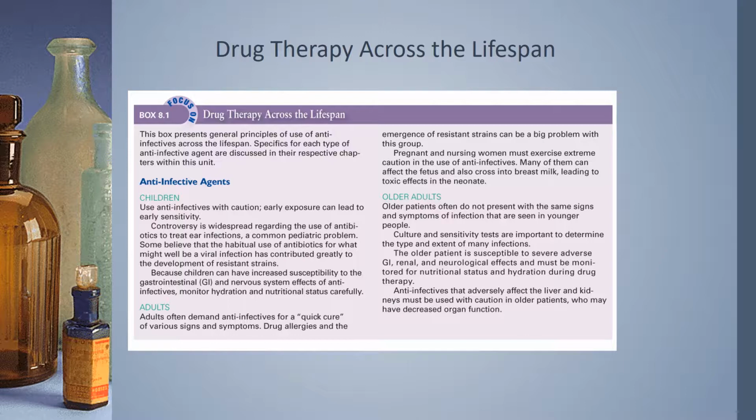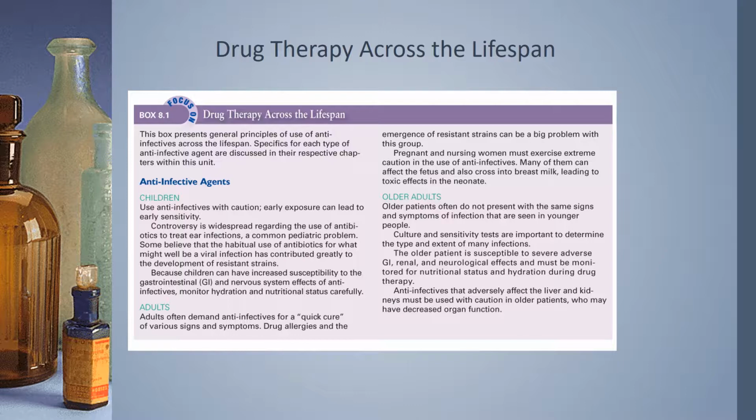With adult patients, we see parents as well as adults getting care for themselves demanding anti-infectives because they need the quick cure. Just give me a shot of Rocephin, give me a shot of some type of antibacterial so I can get back to work quicker and do what I need to do.